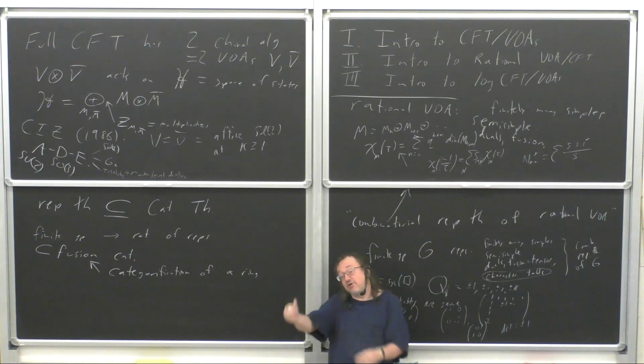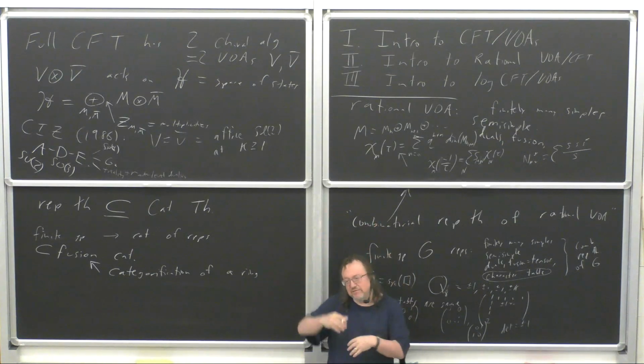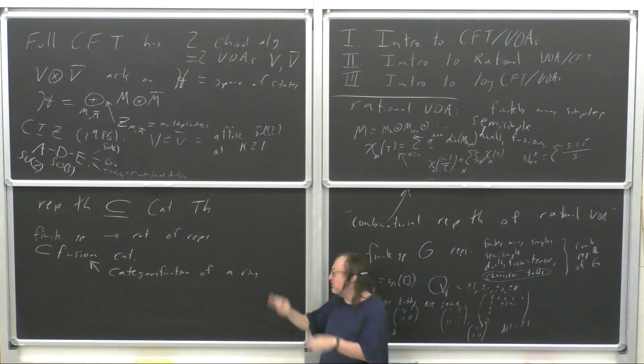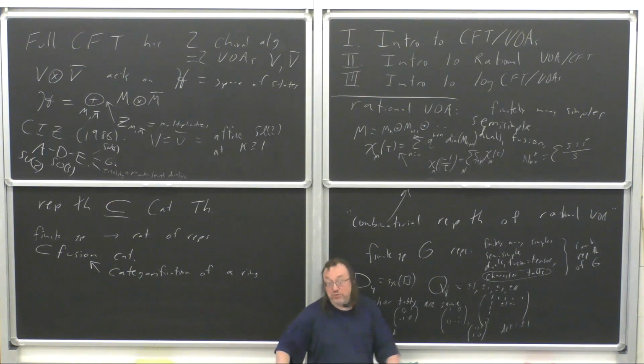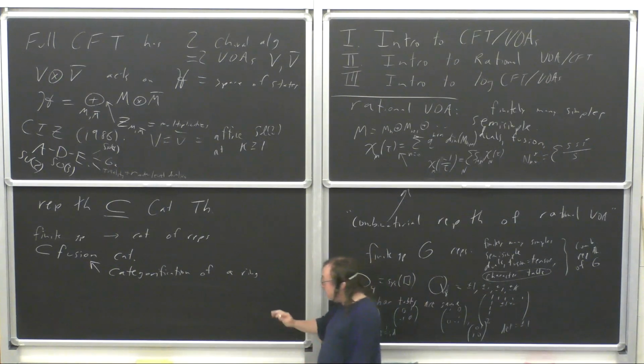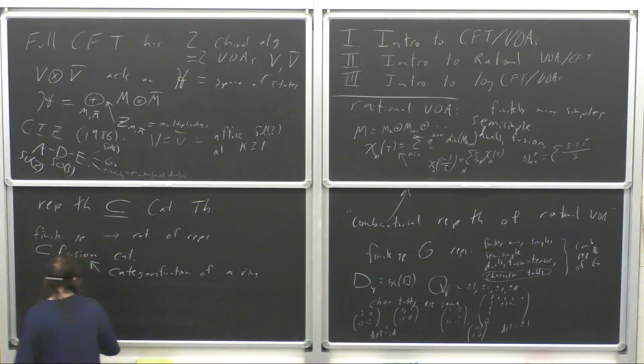But of course, you can categorify two categories and get three categories, and you can take the limit and get infinity categories and all that other stuff, whatever. We don't need to do that, thank God. But we do need to go up to one categories. So anyways, that's what a fusion category is.